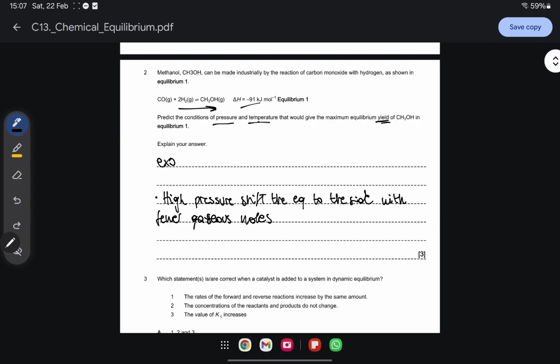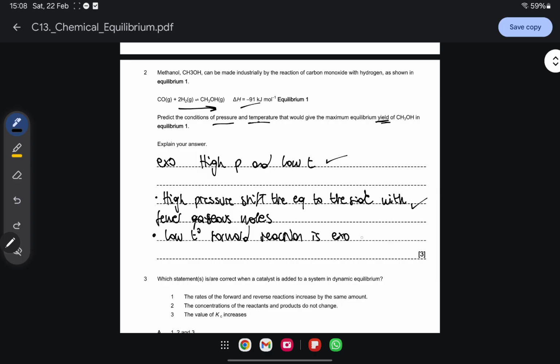Okay, and that's 1 mark. So 1 mark for the condition and 1 mark for the explanation. And then in terms of temperature, we're going to need a low temperature. Why? Because remember the forward reaction is exothermic. Which means that, to summarize, we want high pressure and low temperature.